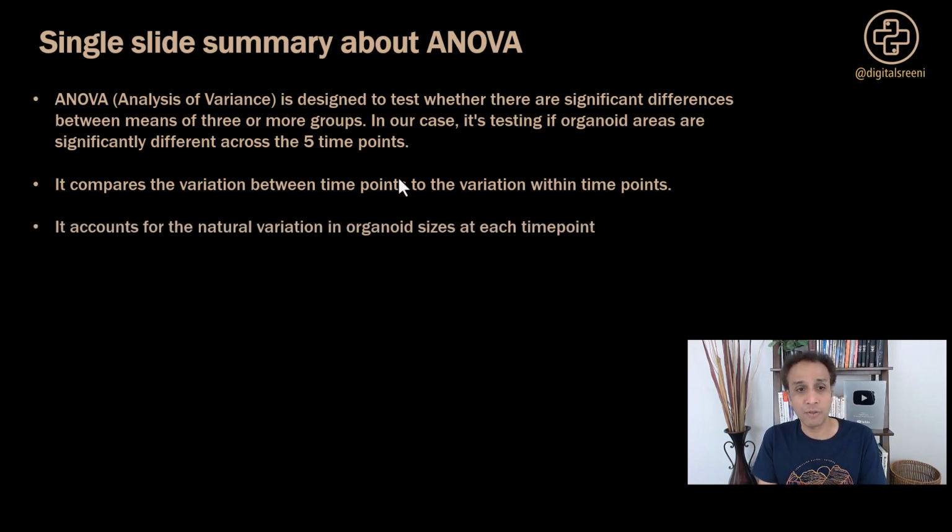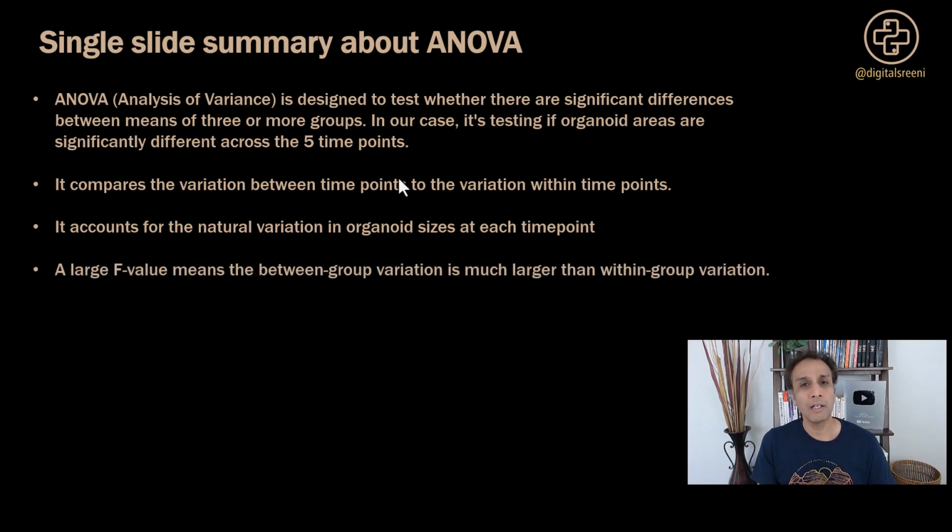And again, it accounts for natural variation in your organoid sizes, because typically within a time point you have a different variation of these organoids, right? So whatever the next time point is showing you in terms of organoid area distribution, that must be statistically different from within this distribution. That's what it comes down to.